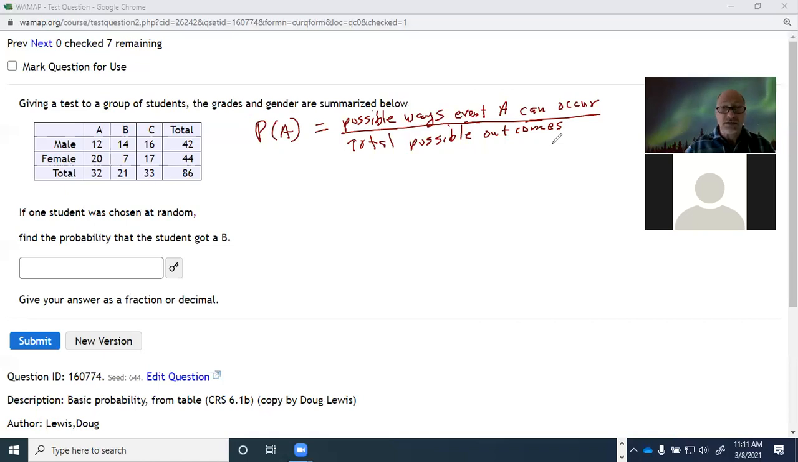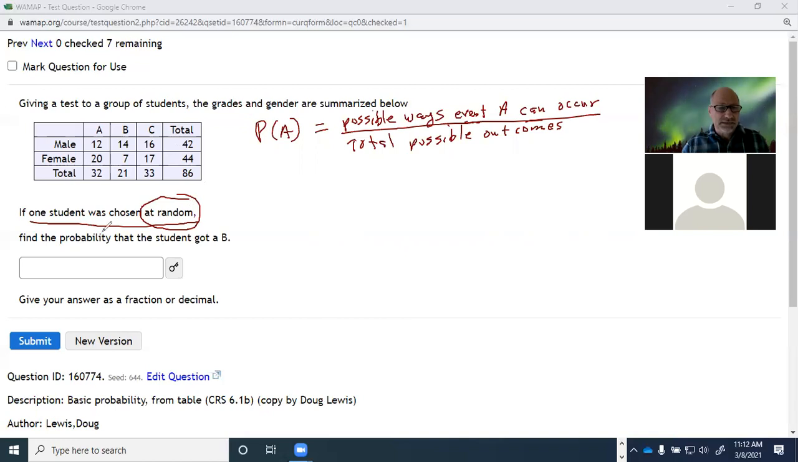So look at this particular question. Given a test to a group of students, the grades and gender are summarized below. It says if one student was chosen at random. When it says at random, that means any one of the students who took this test could have been picked. Like they took all their names and put them in a hat and just randomly selected one of the names. That means they're equally likely to be chosen. This is the case with pretty much everything we're going to be doing here. We're talking about random events.